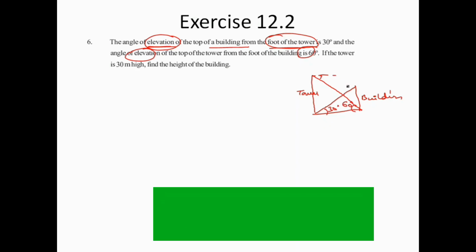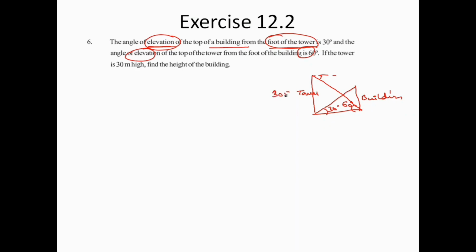Yes. If the height of the tower is 30 meters, it's also given that the height of the tower is 30 meters. Now he is asking us to find the height of the building. I'm assuming the overall distance from here to here is only d. I hope this is also clear, right? So let me substitute the values and write them here clearly.